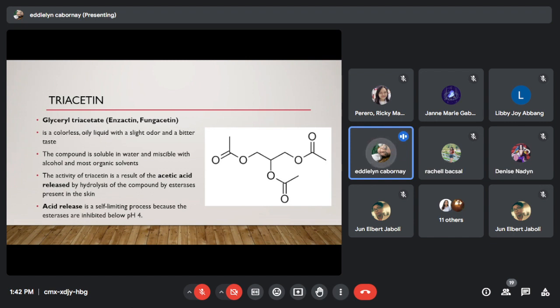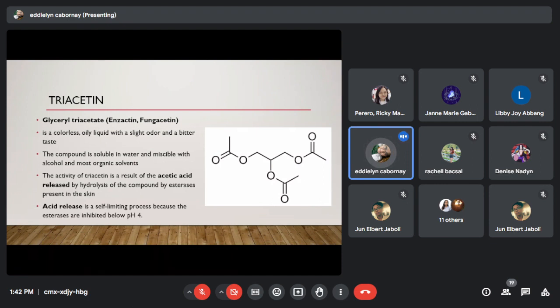Okay, so triacetin exhibits good solubility properties. It is soluble in water, meaning it is easily dissolved in water, and it is also miscible with alcohol and most organic solvents. This broad solubility profile enhances its versatility and potential applications. So we have here the mechanism of action of triacetin.